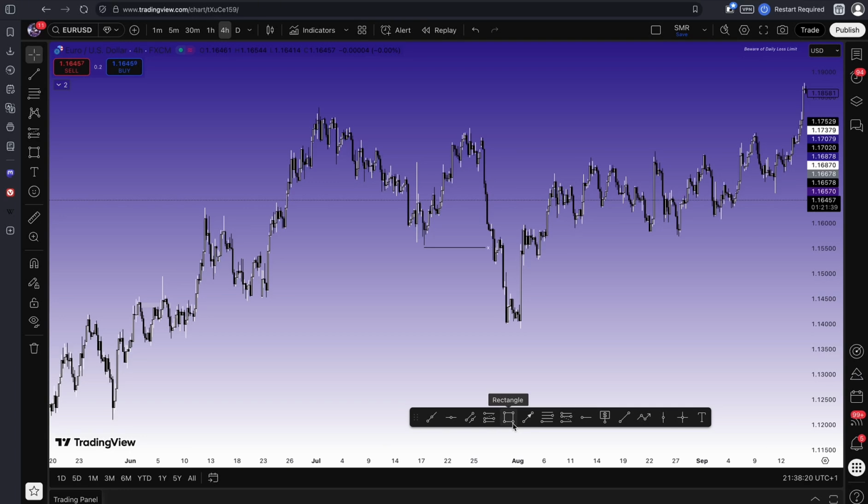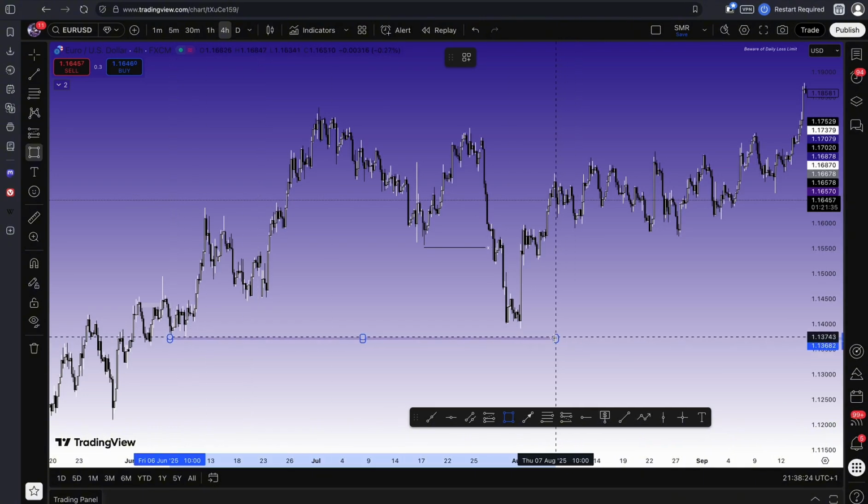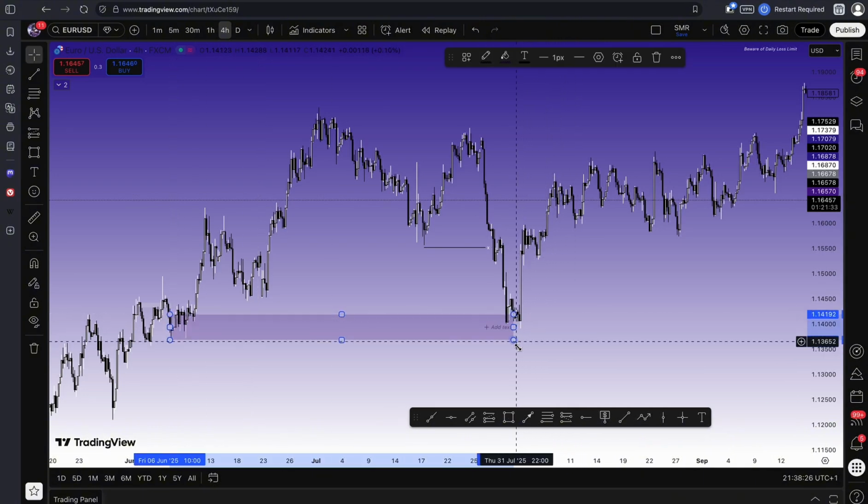So let's do this, right? As you can see, what do we have here? A bullish order block. We have a bullish order block.